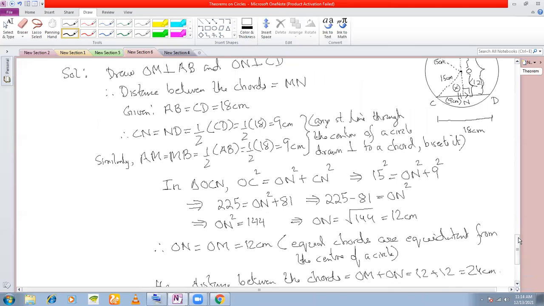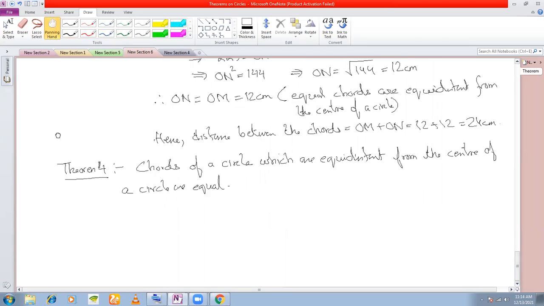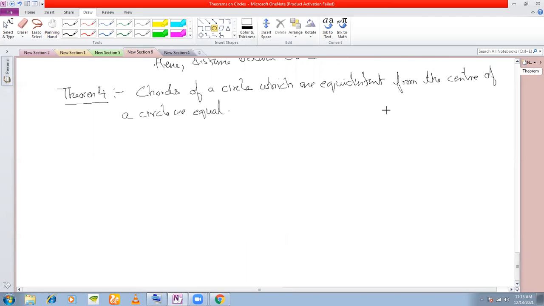Just the converse. In the last theorem, it was given to you that the chords are equal, and the conclusion was that they must be equidistant from the center. That is, the distances of the chords from the center must be equal. This is just the converse. That is, it is given to you that the perpendicular distances of the chords from the center of the circle are equal, and you conclude that the chords must be equal. Okay, so let's understand this: what it means, what is given, and what can you conclude. So you have a circle with center O, and you have two chords.